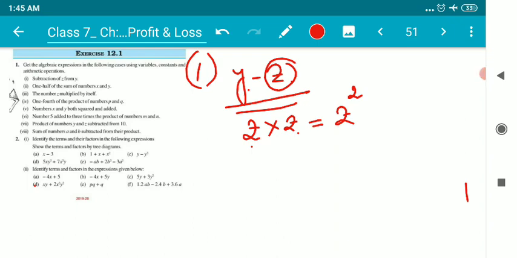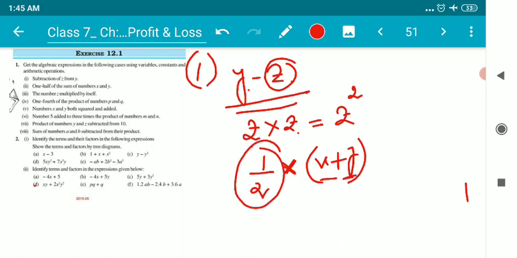Next one is 1/2 of the sum of the numbers x and y. 1/2 means 1 by 2. 1/2 of means into the sum of the numbers, x plus y. So x and y are to be added, and multiplied by 1 by 2. So 1 by 2 will be multiplied to x plus y. So this is nothing, children. We have to read the question and answer.